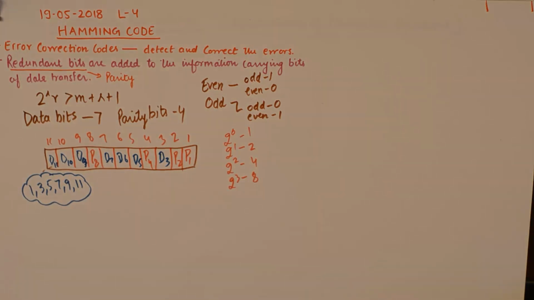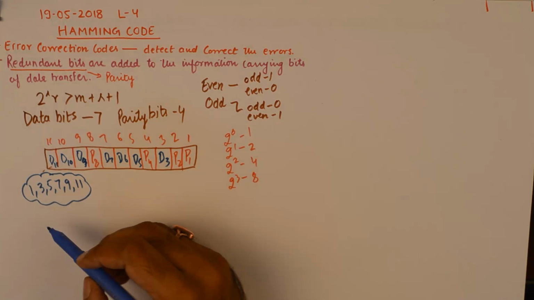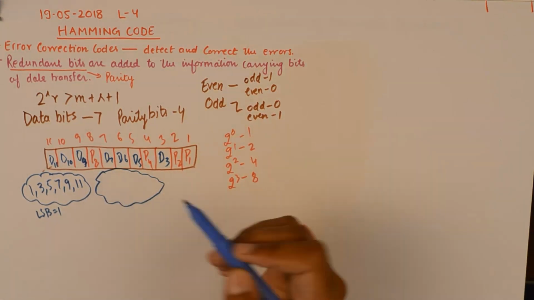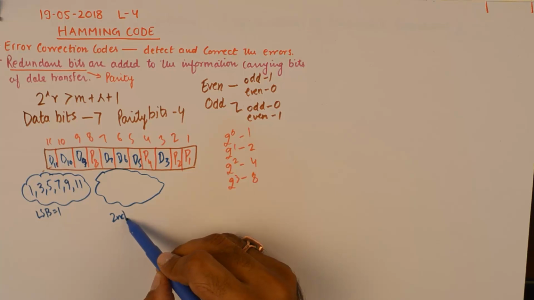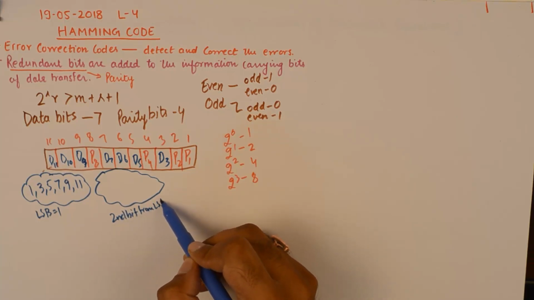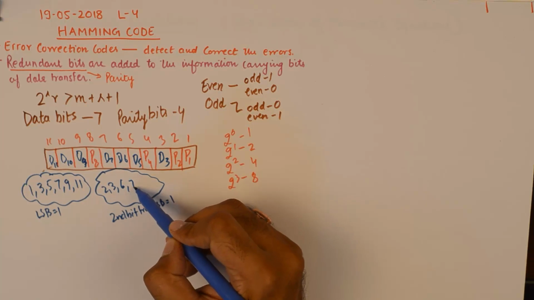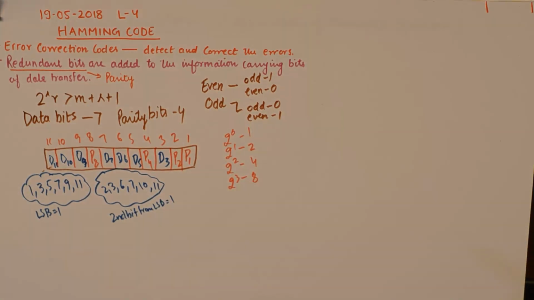And the second parity bit covers all the other bit positions, including itself, whose binary representation includes a 1 in the second position from the least significant bit. I'll write down a note here. The LSB should be 1, and for the second group that we wish to make, the second bit from the LSB should be 1. So when you start to calculate it, it comes out to be 2, 3, 6, 7, 10 and 11. So you need to be very good at binary representations of the bits. That's what the idea is.